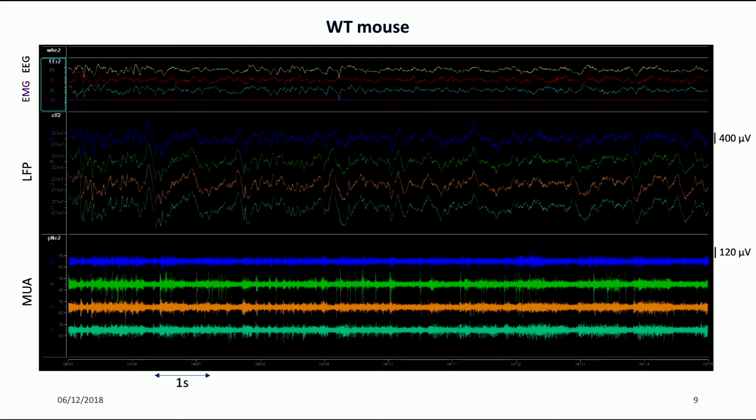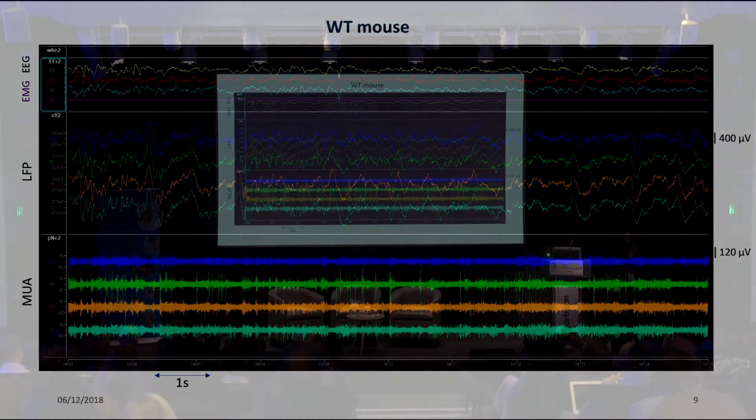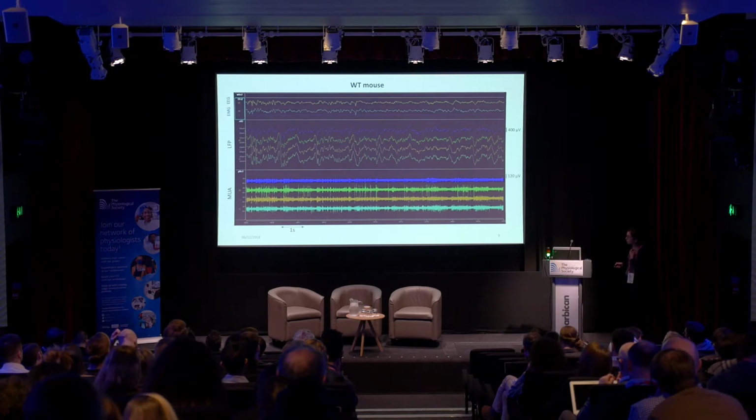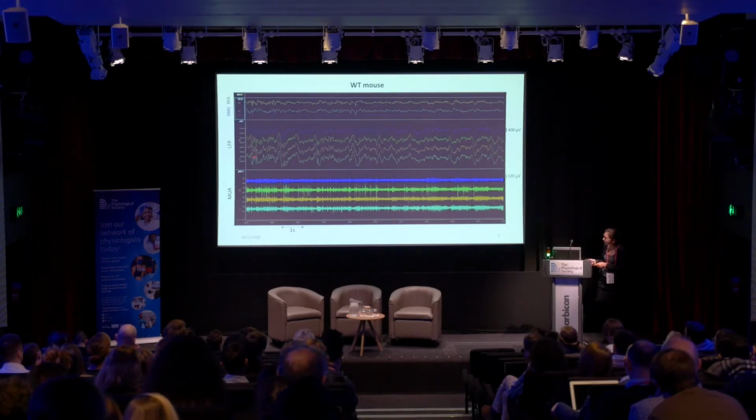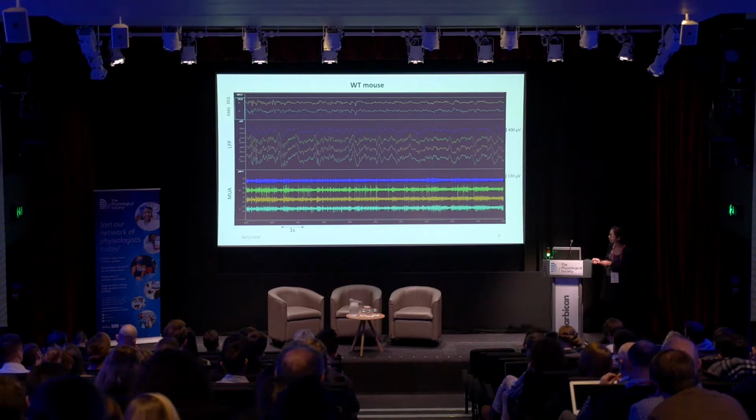So here you have these frontal, occipital, and then frontocerebellum EEG in a wild-type mouse. You have the EMG, which is flat, that you can hardly see here because the mouse is asleep. Here you can see 4 LFP channels from the laminar probe and the 4 corresponding multi-unit activity channels. And what you can see is these nice, sometimes slow waves that tend to correlate with periods of silence that happen across the multi-unit activity channels.